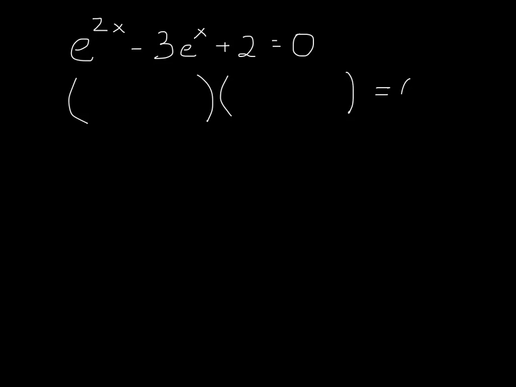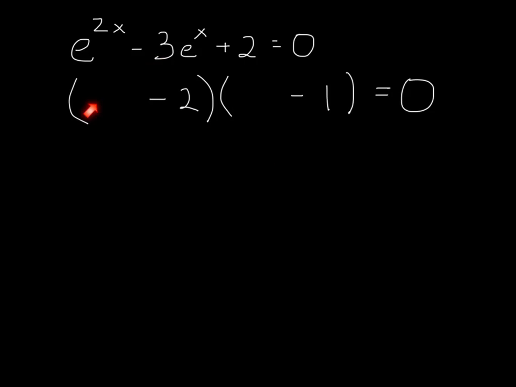Let's say we had something like this. Now this is actually in quadratic form, so we can factor this. First I'm looking at this -3 and the 2. In order to get that, we would need a -2 and a -1. The product of these two numbers will give us the +2, and the sum will give us the -3.